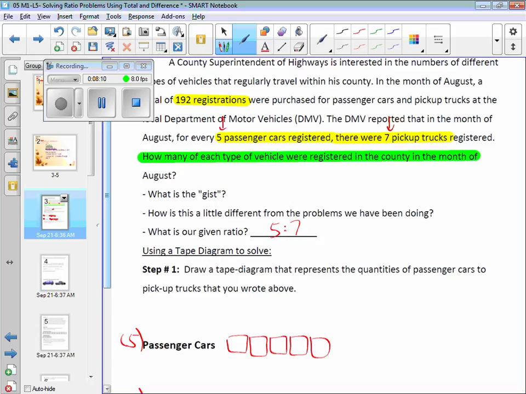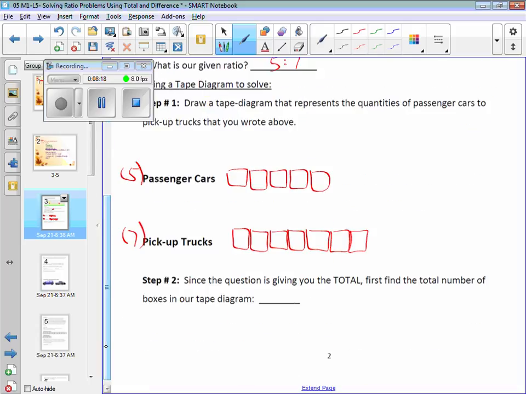Now, 192. So what do you think you're going to do? Think about what your tape diagram represents and why we drew it. And what do you think you're going to do? I see a lot of eager hands.